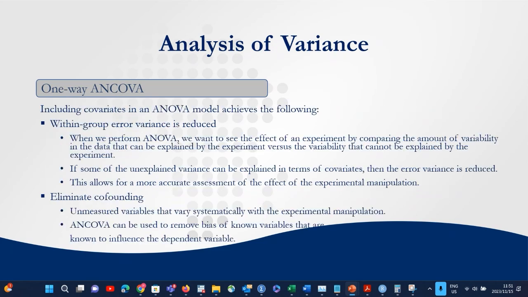When we include them, our within group error is going to be reduced, and we eliminate confounding. Confounding is when there are variables influencing your outcome that you didn't measure, and you end up attributing the differences that you are seeing to maybe the treatment, whereas there are other variables that are actually influencing the outcome. So when you are aware of such variables, we say you control for them.